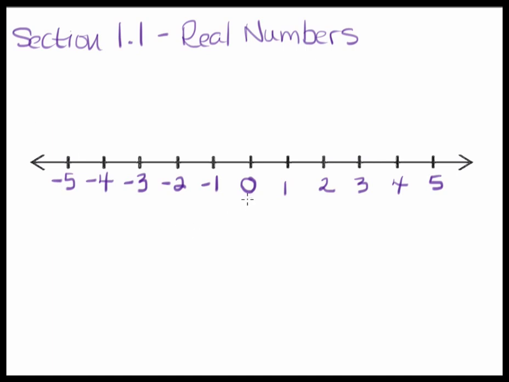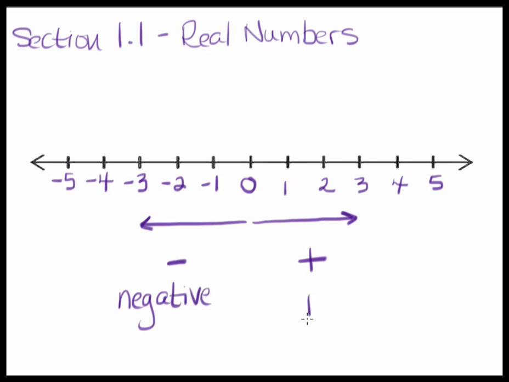We talk about the numbers to the right of 0 being positive numbers, and we can designate that with a plus, and the numbers to the left of 0 as being negative numbers. We can designate those with a minus. Zero itself does not have a sign. It's neither positive nor negative.